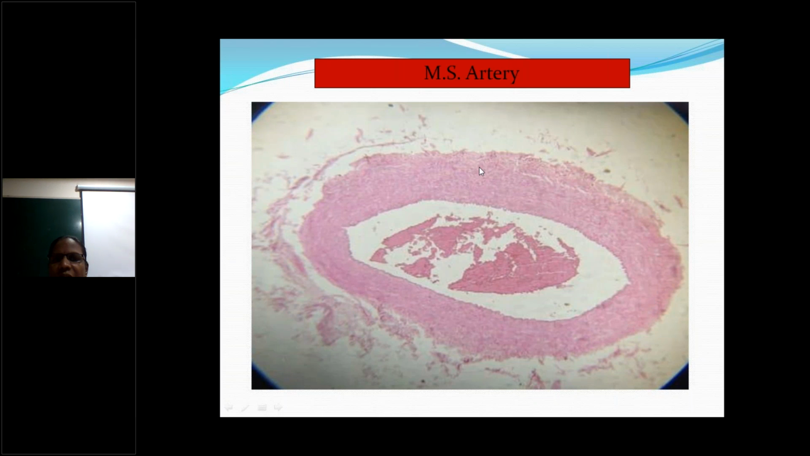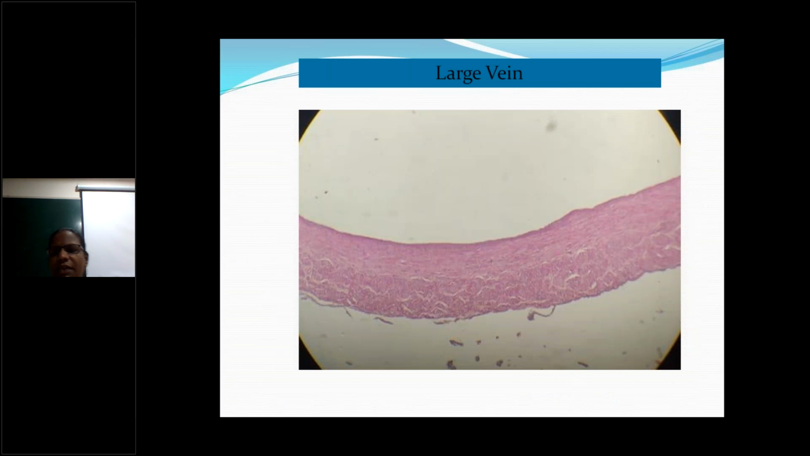Here you are able to see it clearly. A small wavy line-like appearance is present. This wavy line-like appearance, we call the external elastic lamina, is present only in the medium-sized artery or muscular artery. That is about the medium-sized artery or muscular artery.